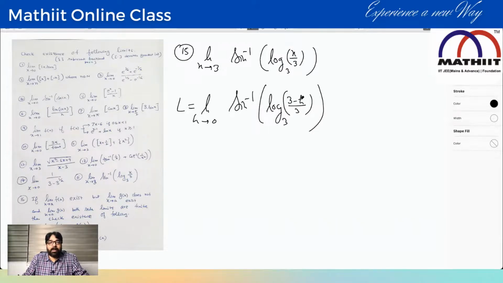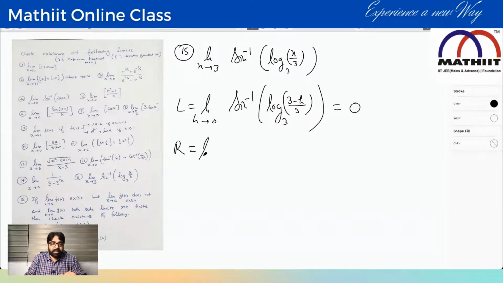This is the easy form of the limit, no? Hello? This is the easy form of the limit. So h directly I can put: log 3 by 3, that will be 1. And log 1 base 3 will be what? 0. Sine inverse 0 is 0. I hope everybody understood. But this is the easy form. There is no indeterminate form. Very much defined. Put h equal to 0, 3 by 3 is 1, log 1 base 3 is 0, sine inverse 0 is 0.